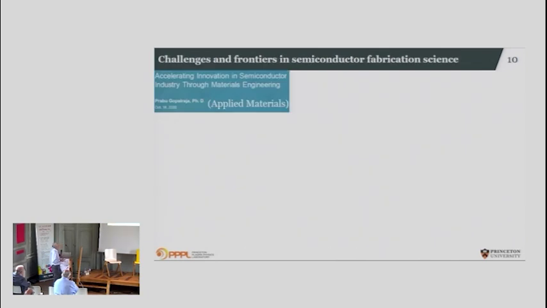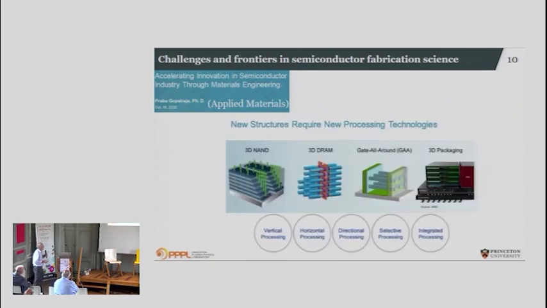I borrowed this slide from a colleague at Applied Materials who's pointing out the new types of devices, these new structures that they're imagining, like 3D NAND, 3D DRAM, gate-all-around, 3D packaging. He says vertical processing, horizontal processing, directional processing, selective processing, integrated processing. These are all novel device designs that people are thinking about implementing in practice now. In part, they've already done so.